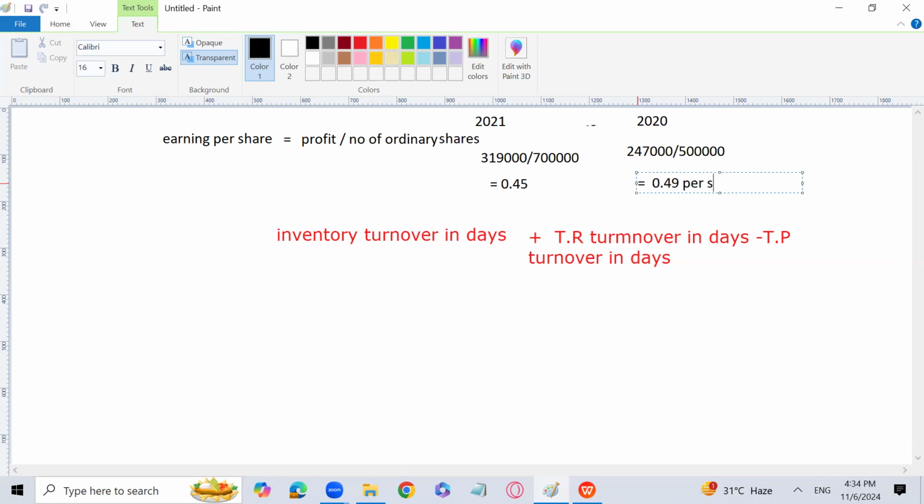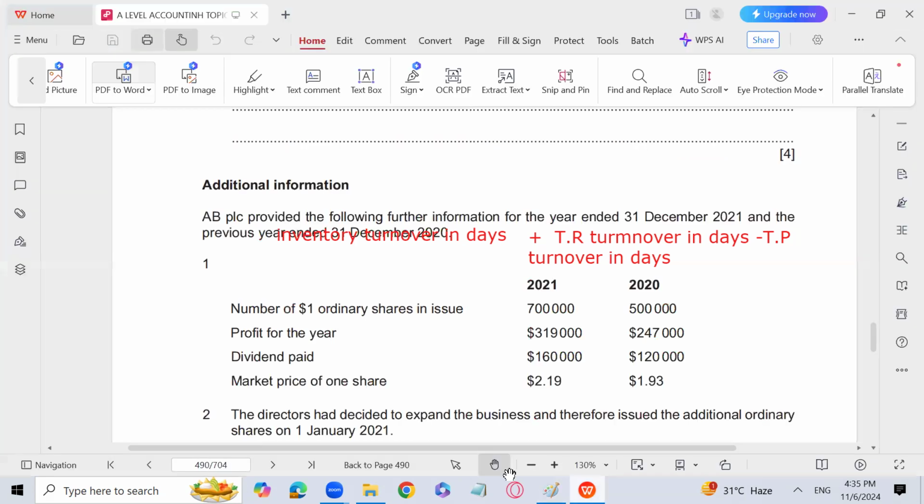0.49 per share. So it means that the earning per share is better in 2020 in comparison to 2021. It was 0.45 in 2021, but in the past it was 0.49. So we are generating less profit per share in 2021 in comparison to 2020. यानी next year में हमारा earning per share has decreased by 0.04.